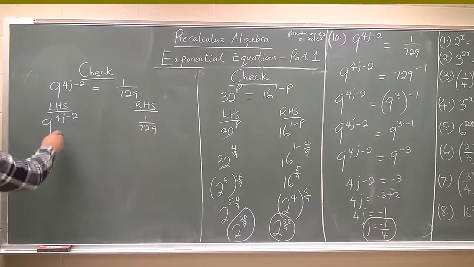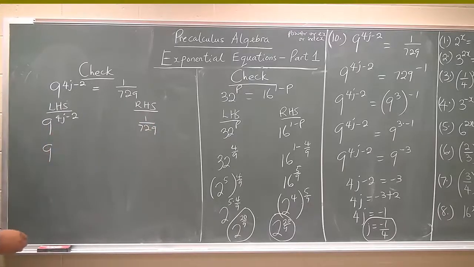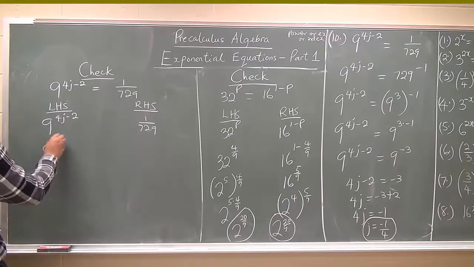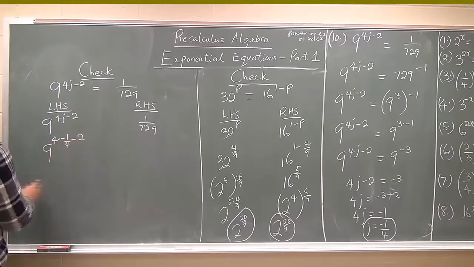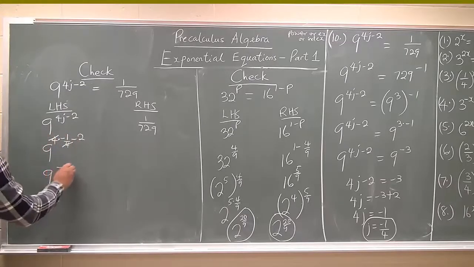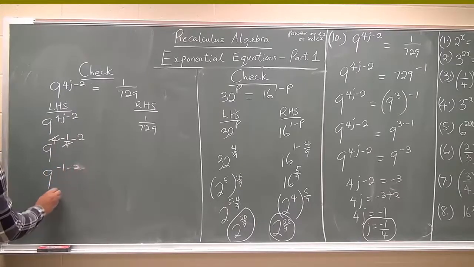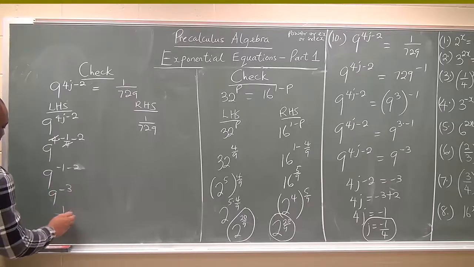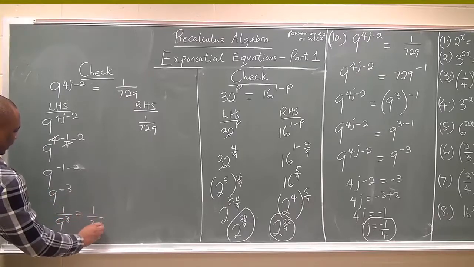Alright, so our left hand side has the j. So this is 4 times negative 1 over 4 minus 2. So this is 9 exponent, 4 divided by 4 is 1, negative 1, negative 2. So this is 9 exponent negative 3, which is what? 1 over 9 cubed, which is 1 over 729.